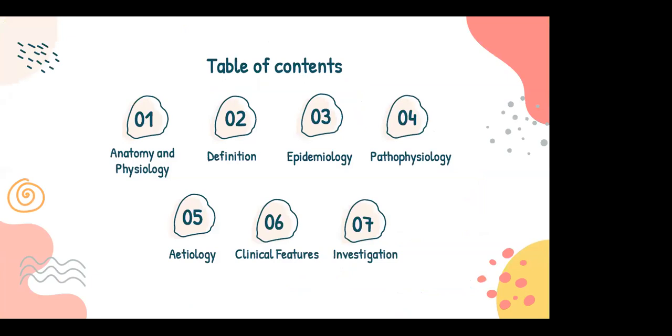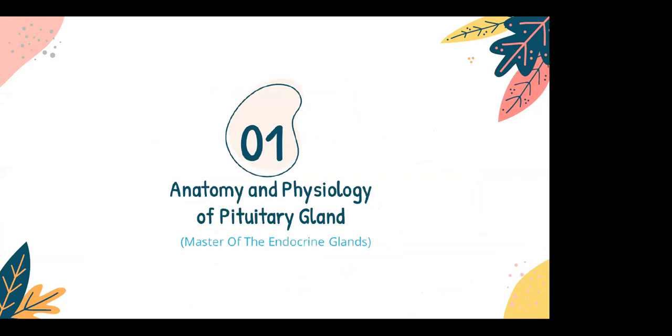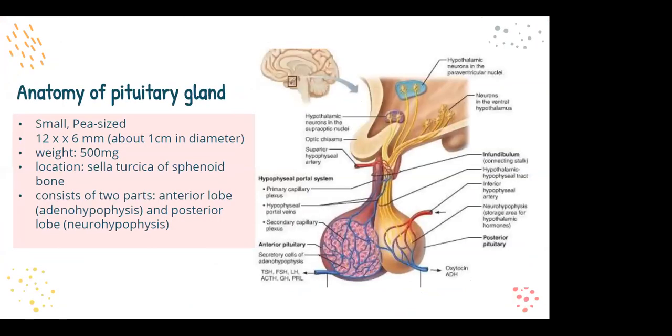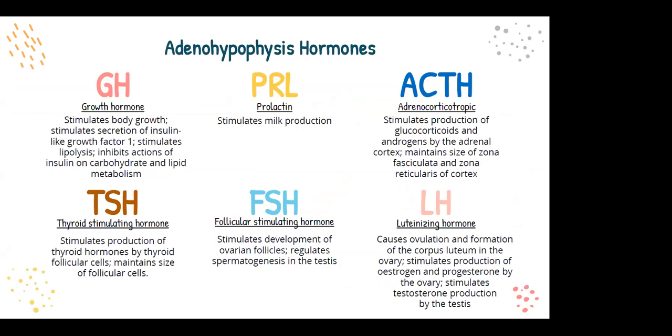We will start with the anatomy and physiology of the pituitary gland. The pituitary gland is referred to as the master of the endocrine glands. It is a small pea-sized gland, about 1 centimeter in diameter and weighing about 500 milligrams. It is located in the sella turcica of the sphenoid bone, and it consists of two parts: the anterior lobe, the adenohypophysis, and the posterior lobe, the neurohypophysis. So we will look at the adenohypophysis hormones.